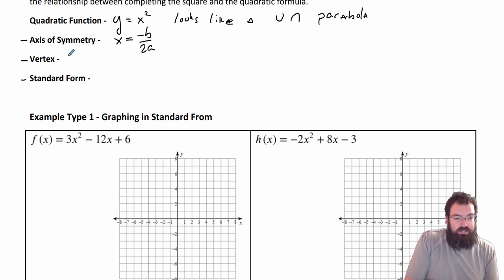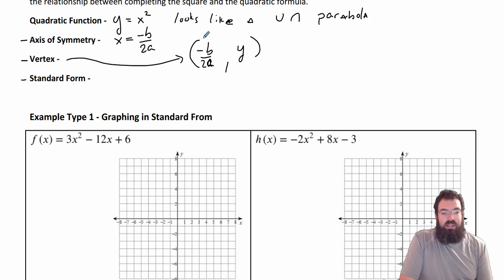And the vertex is an ordered pair, x comma y. Well, x is negative b over 2a, comma, whatever the y value is. So we have to plug the negative b over 2a back into the equation, and then we'll be able to get the y value of the vertex.